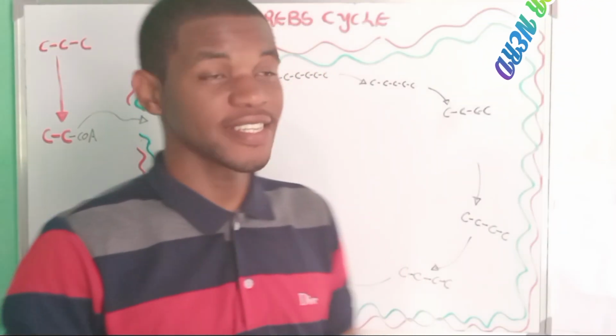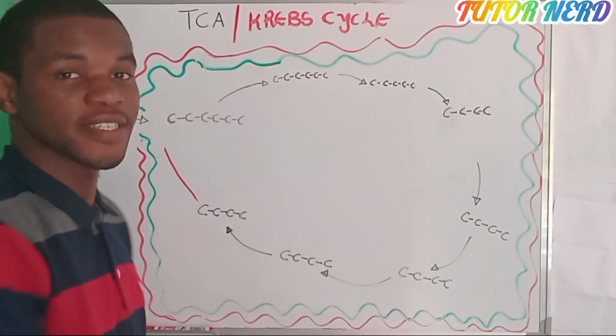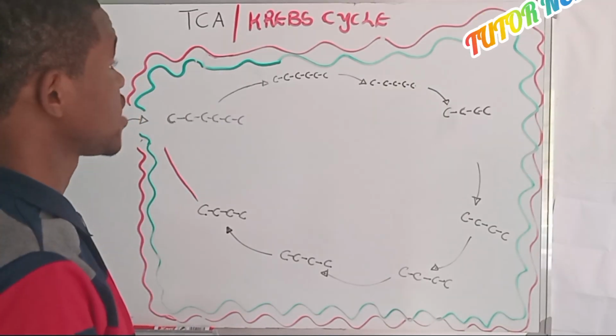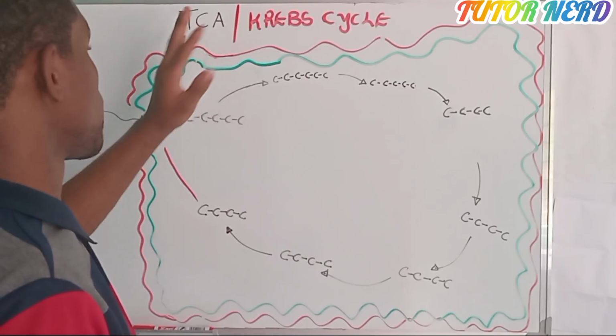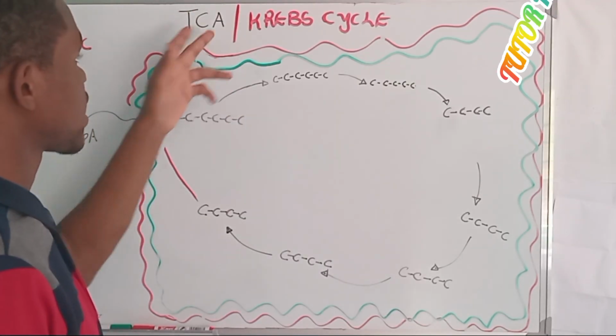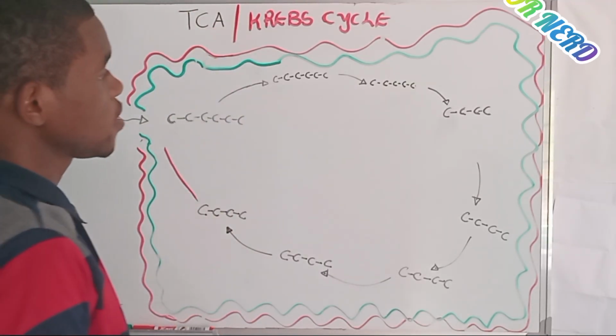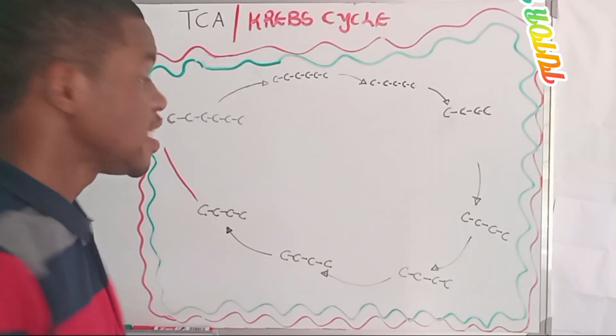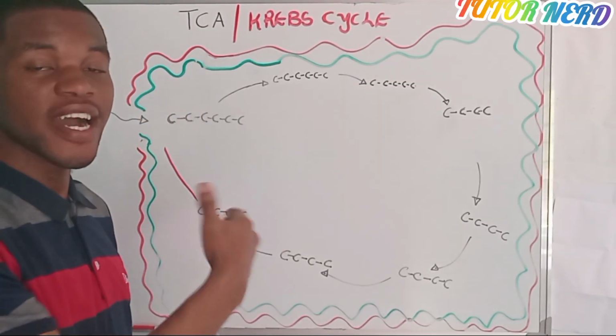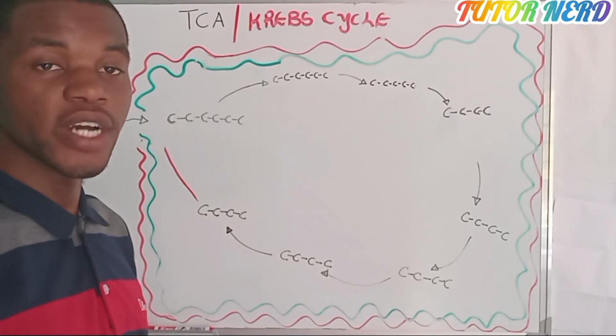Welcome to our lesson today, where we'll be talking about the Krebs cycle, which is also sometimes referred to as the TCA cycle, which stands for the tricarboxylic acid cycle, or citric acid cycle. This process is referred to as a cycle because the intermediate that we start with is actually the same intermediate that we end with.